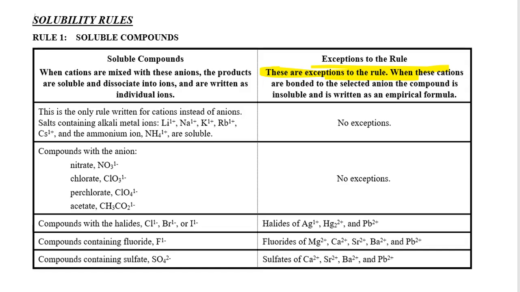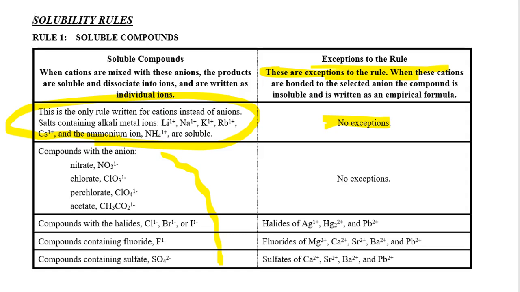So we have our soluble compound rules, and for some of those we don't have any exceptions. That bears talking about. These are mostly written for anions, but there's only one that's written for cations, and that's the idea that group 1 metal ions and ammonium, group 1 on the periodic table, are always soluble. Doesn't matter what anion they hook up with, they're soluble, no exceptions.